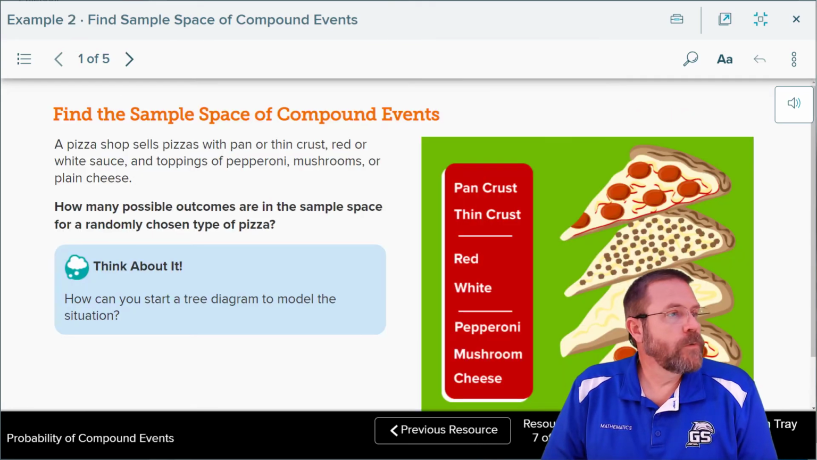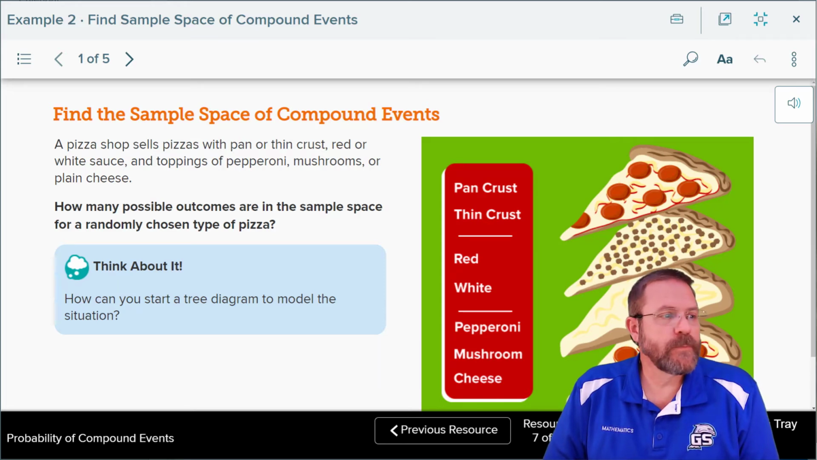For example 2, a pizza shop sells pizza with a pan or a thin crust, red or white sauce, and toppings of pepperoni, mushrooms, and plain cheese. How many possible outcomes are there in the sample space for a randomly chosen type of pizza?